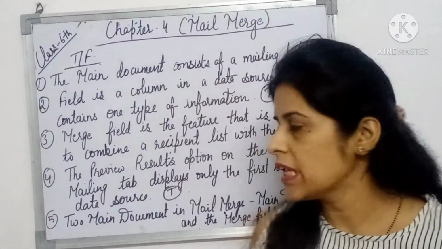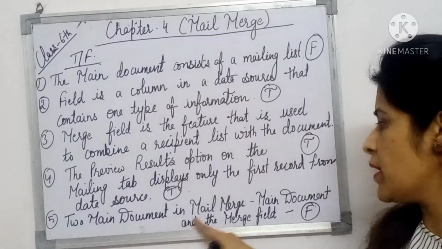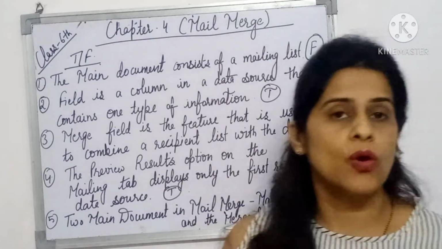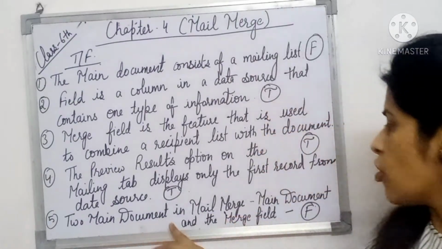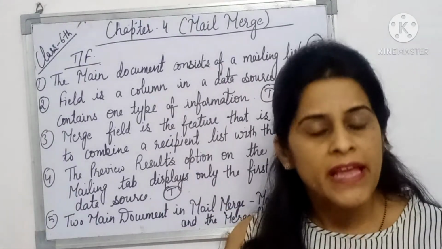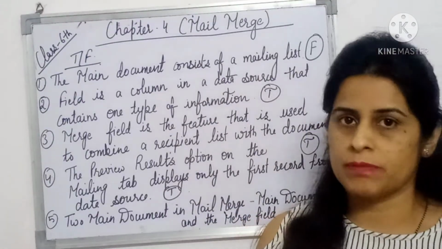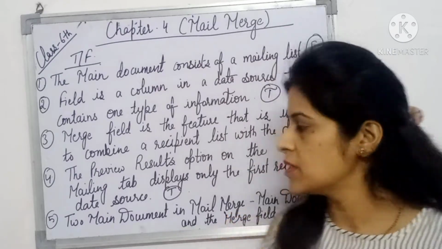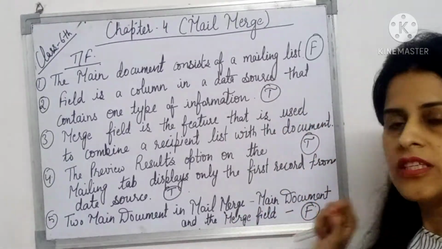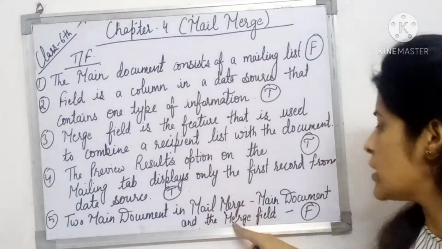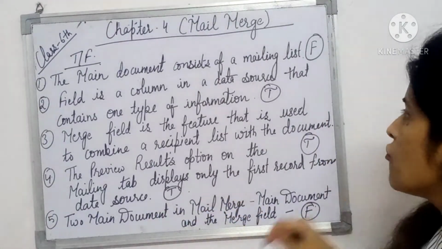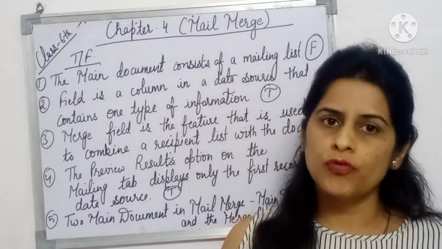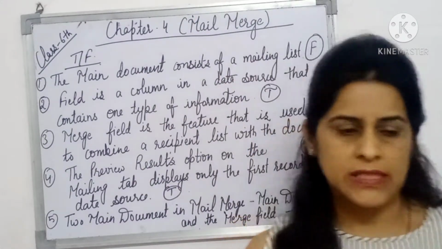Now the fifth one is two main documents in the mail merge are main document and the merge mail. No, the two main documents in the mail merge are main document and the data source. First when these two are there, after that we can use the merge field option. So the main two documents are the main document and the data source, not a merge field. So this is false. This is all about the true and false. Next we will move to application based questions.